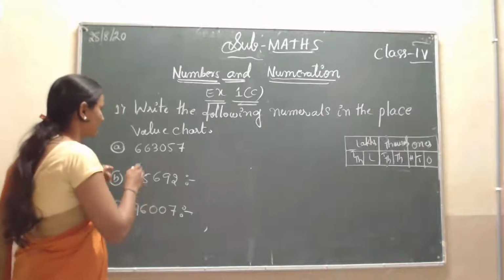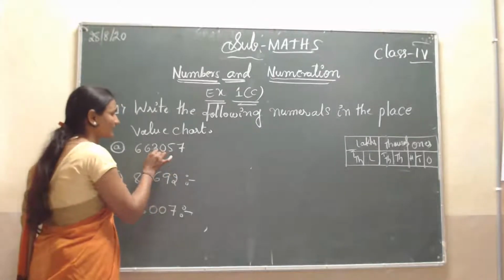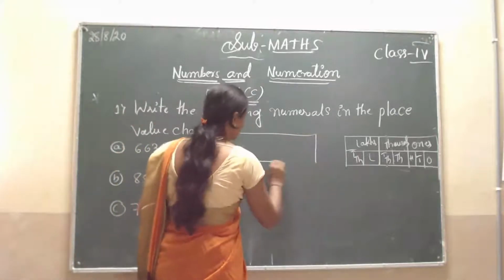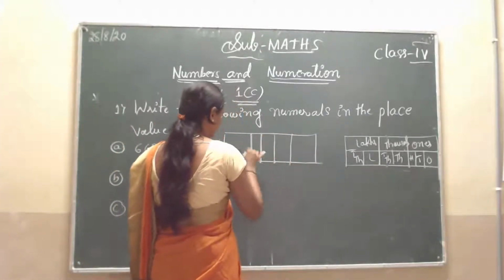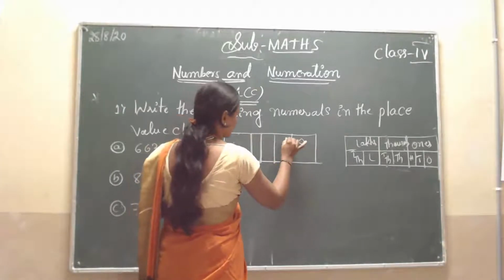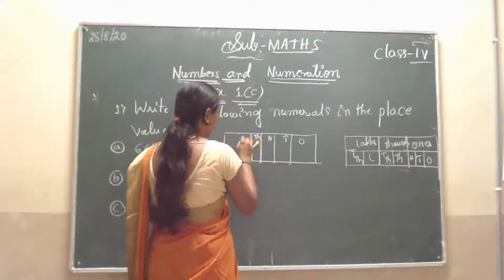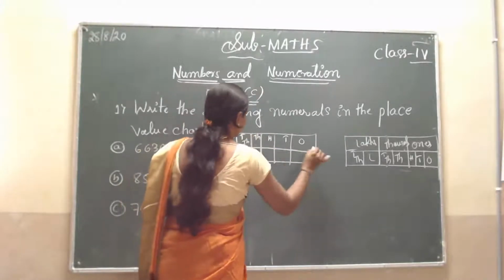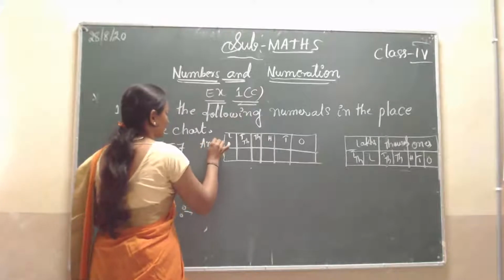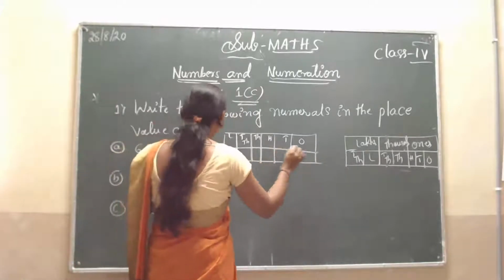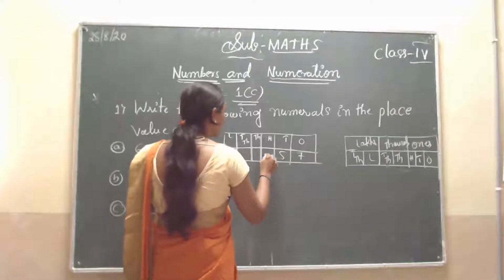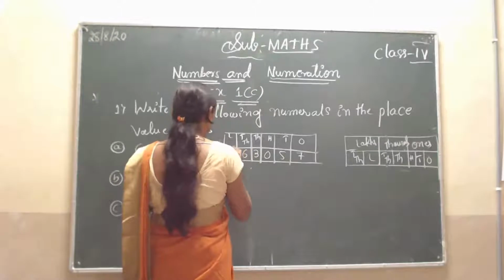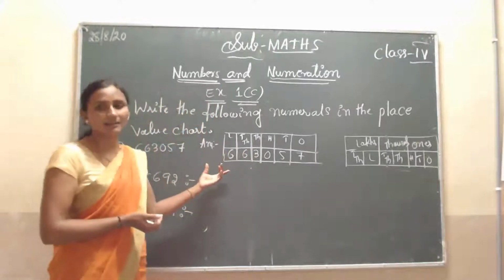Yes, students. So here, just read this: ones, tens, hundreds, thousands, ten thousands, lakh. So this is the answer. First one: 7 is the ones place, 5 is the tens place, 0 is the hundreds place, 3 is the thousands place, 6 is the ten thousands place, again 6 is the lakh place. So this is the place value chart.